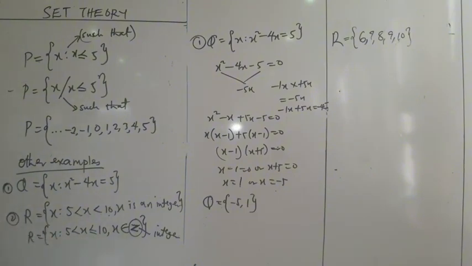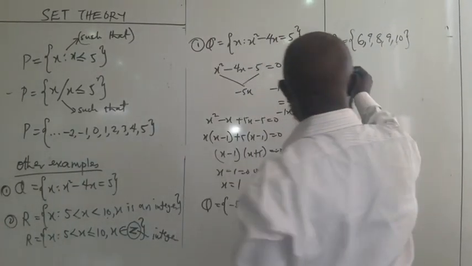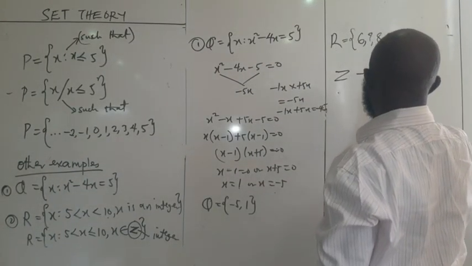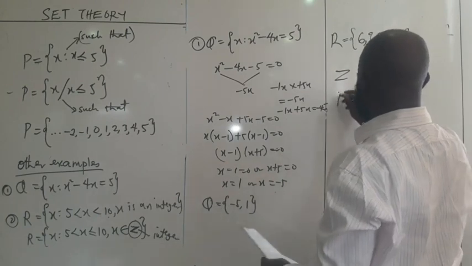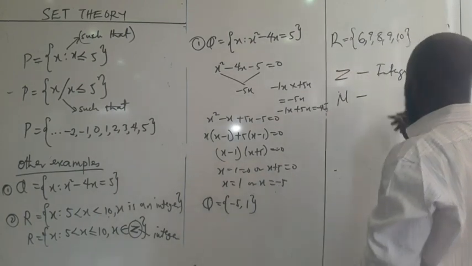So we have other symbols that we use. We have Z for integers. We have N for natural numbers.